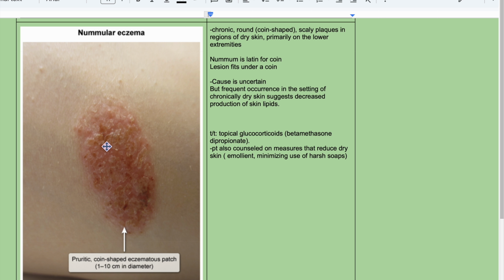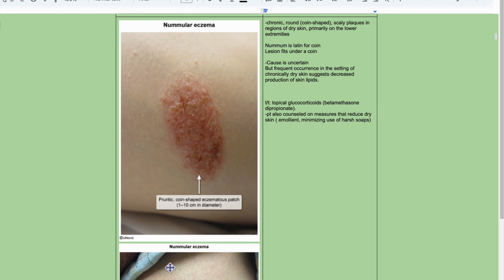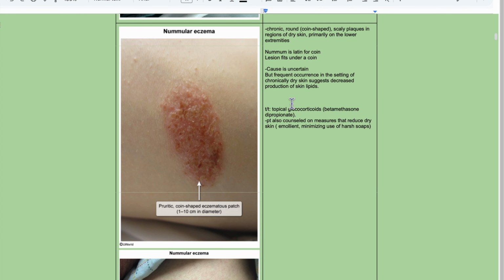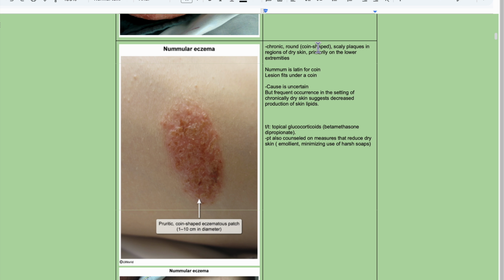Nummular eczema, this is a new one. Pruritic coin-shaped eczema patch, 1 to 10 centimeters in diameter. So it's chronic, round, coin-shaped. That's where they get their name, I think. Scaly plaques in regions of dry skin, primarily on the lower extremities. Nummus is Latin for coin. Lesion fits under a coin. Cause is uncertain, but frequent occurrence in the setting of chronically dry skin suggests decreased production of skin lipids.